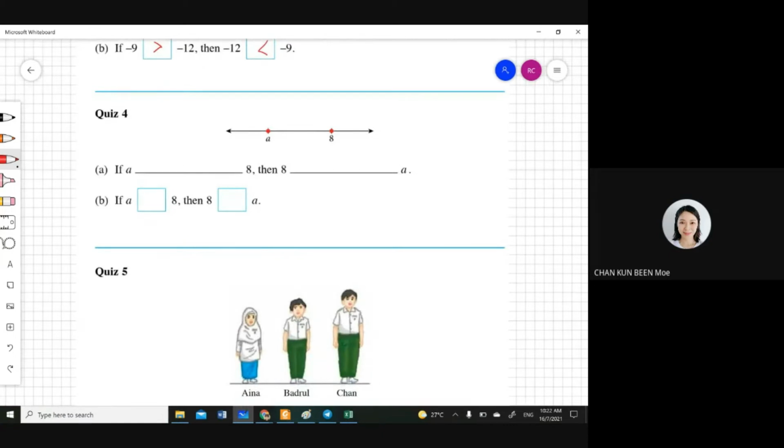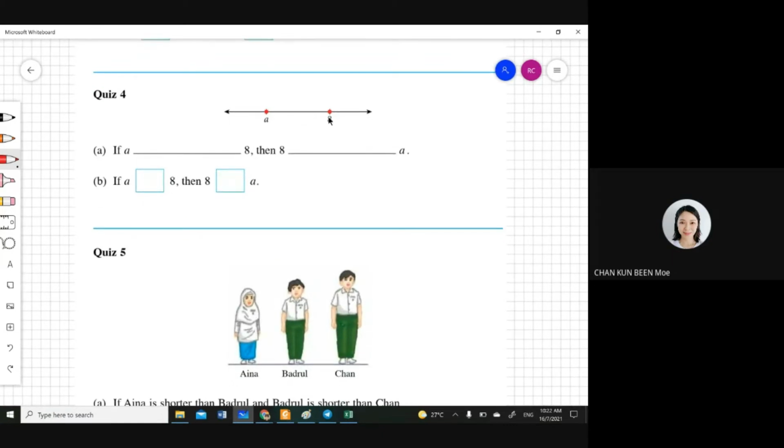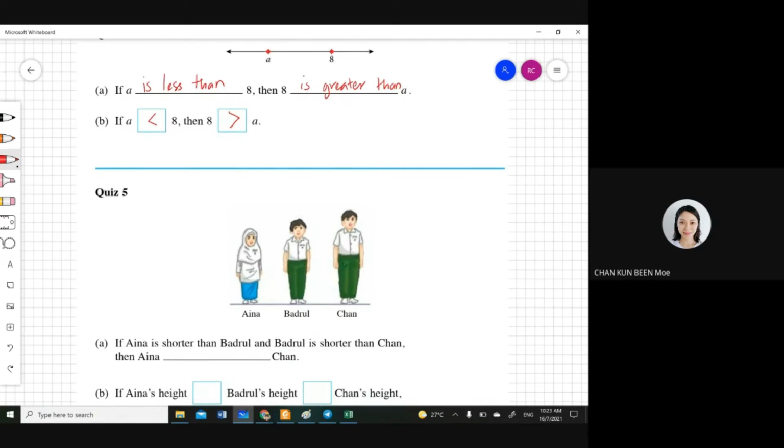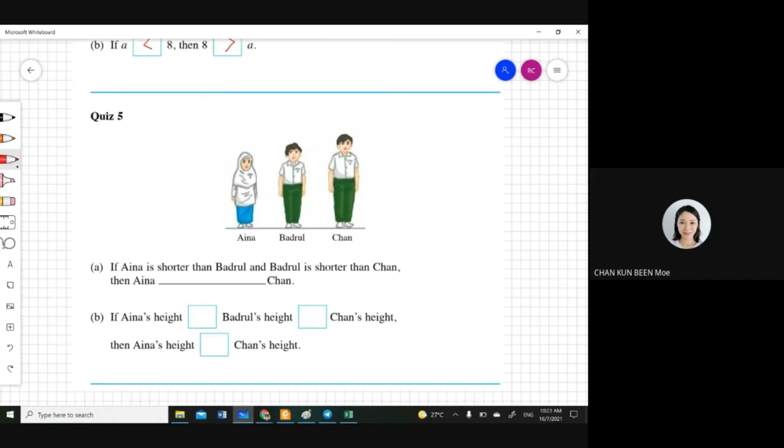Now we have 2 more to go. Quiz 4, we have A and 8. A is on the left, smaller, and 8 is on the right, greater. So A is less than 8, correct. Very good, you're getting better. And then 8 is greater than A. So you just follow the symbol: if A is less than 8, then 8 is greater than A. Just like your age is less than mine, then my age is greater than yours. It's just the opposite. Okay, the last one here, quiz 5.